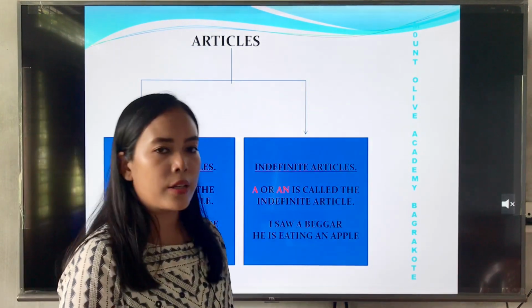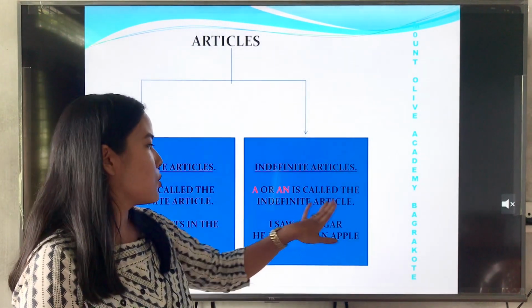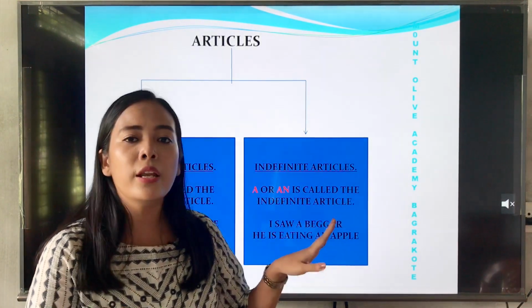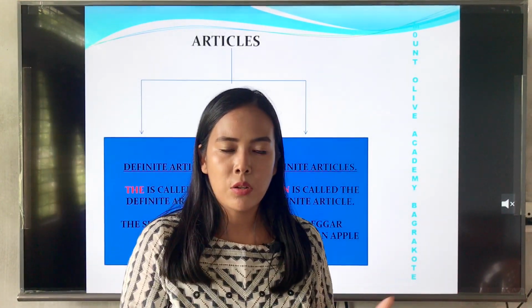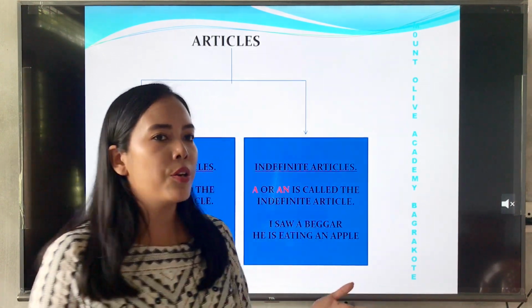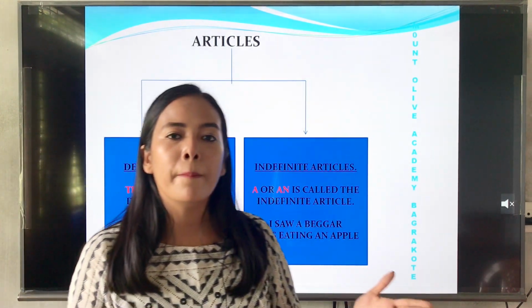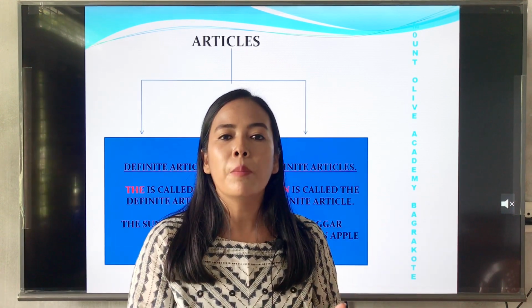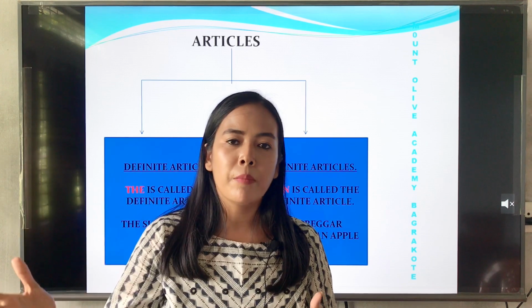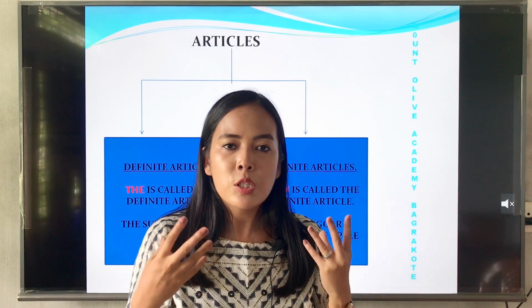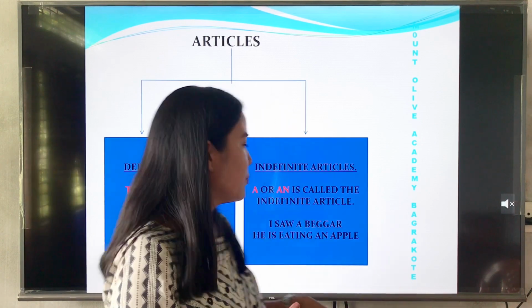Now indefinite articles. A or an are called the indefinite articles. A and an are called indefinite, meaning that it is not definite. It is not talking about any specific things or people. So generally, for example, I saw a beggar. I am not specifically talking about some beggar that I met in the market or anything like that. I just saw a beggar. I am not specific about which beggar.